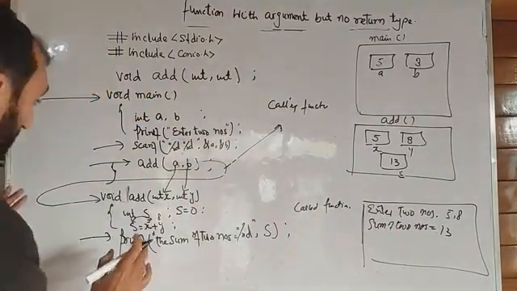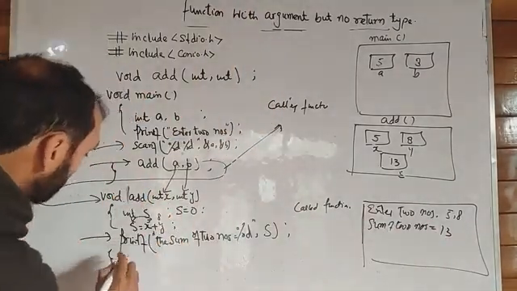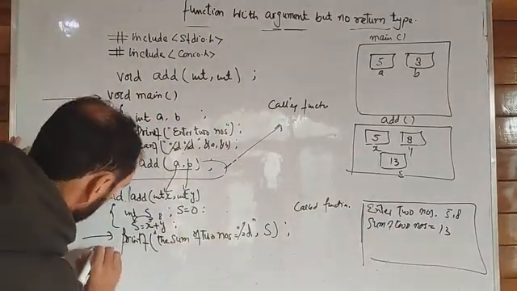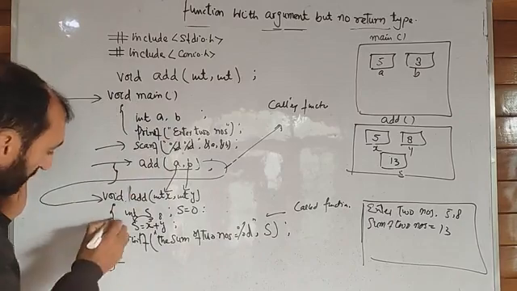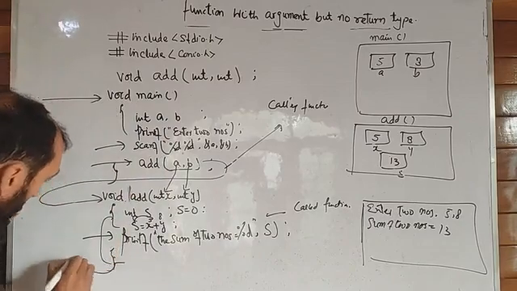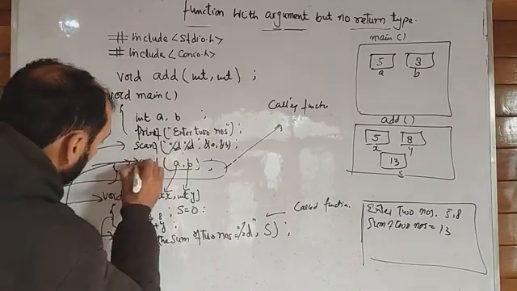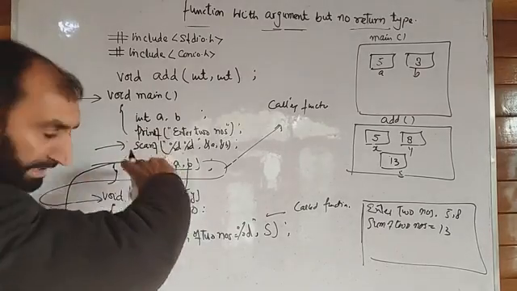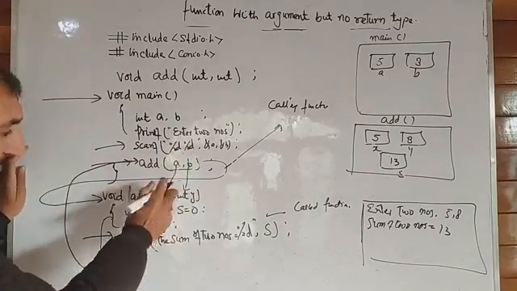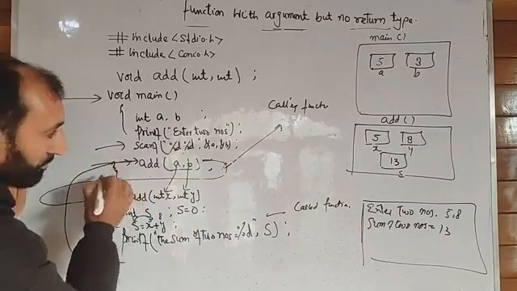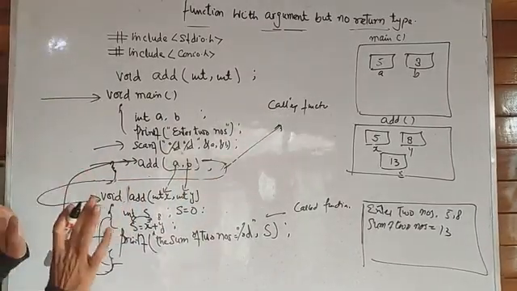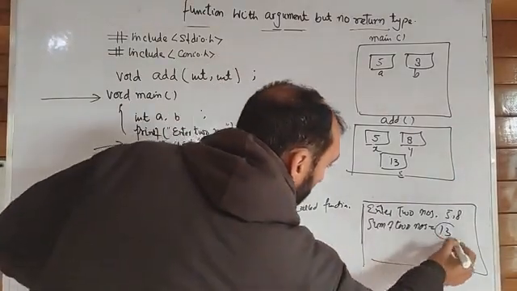But after the execution of this line, the control will reach here. The function finishes and control will go back to the calling function, and the program ends. Here the value 13 of s is printed.